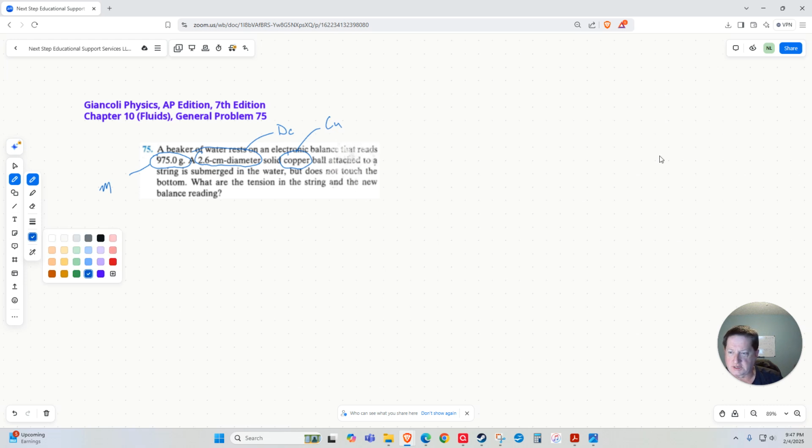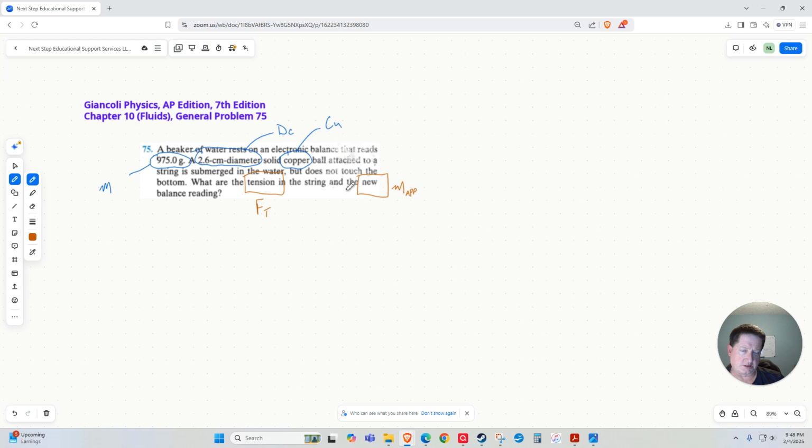So they're asking for the tension in the string. Let's use F sub T for that one. And then they want the new balance reading. Now again, these balances are actually measuring force, but they read out in mass. So it converts it based on gravity. So they're really asking us for the mass reading, or mass apparent.